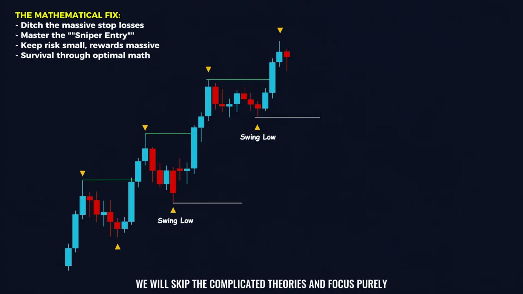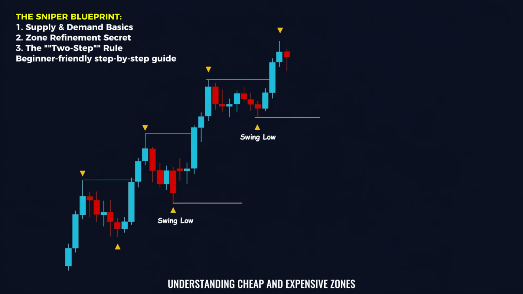We will skip the complicated theories and focus purely on 3 clean steps: understanding cheap and expensive zones, zooming in with multi-timeframe analysis, and using the 2-step rule to prevent over-refining your charts. This simple system will completely transform your risk-to-reward ratios.